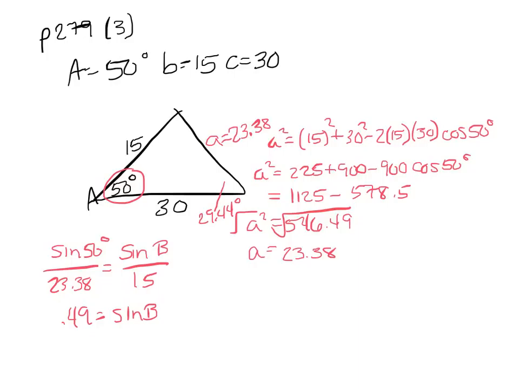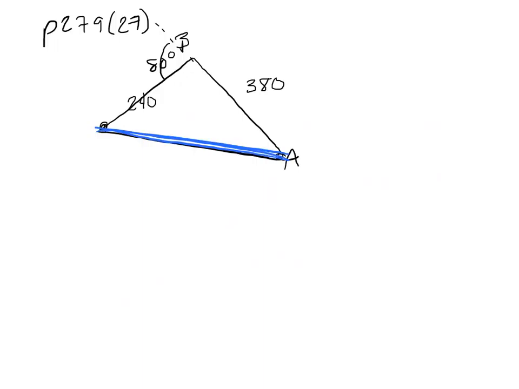So then I can find my other angle by taking away from 180. So 180 minus 50 minus 29.44 gives me 100.56 degrees. And then, oh, I got everything, don't I? I'm done. Yay.